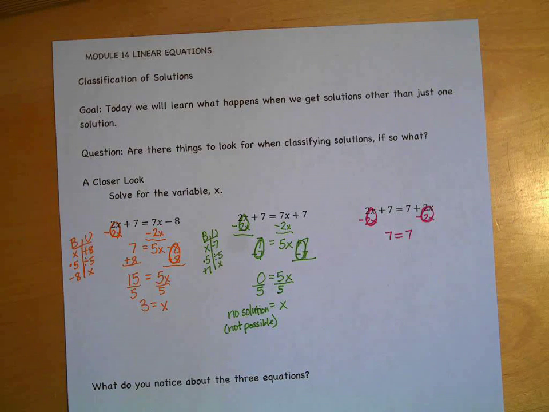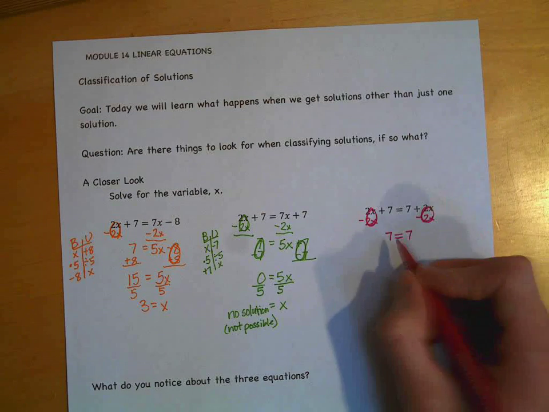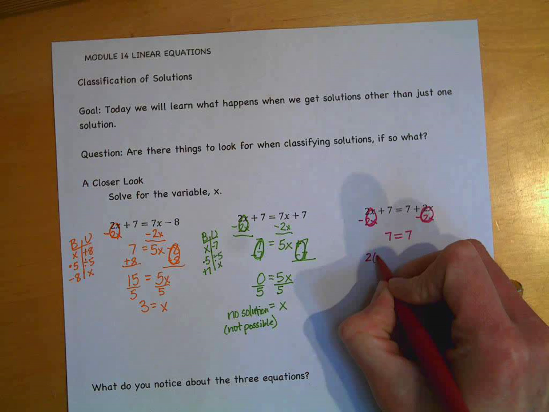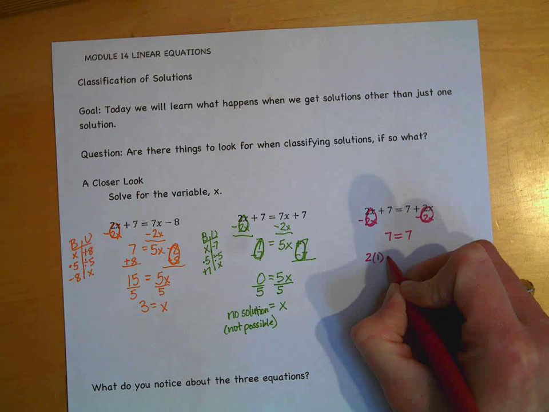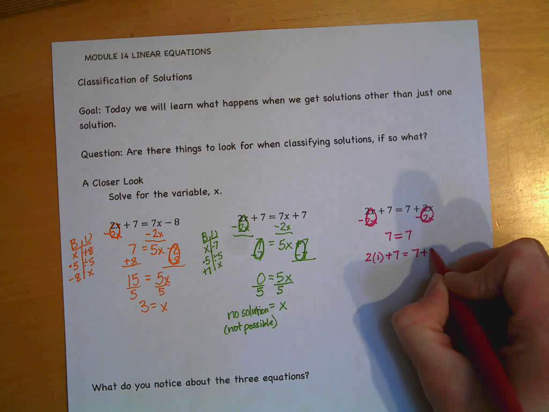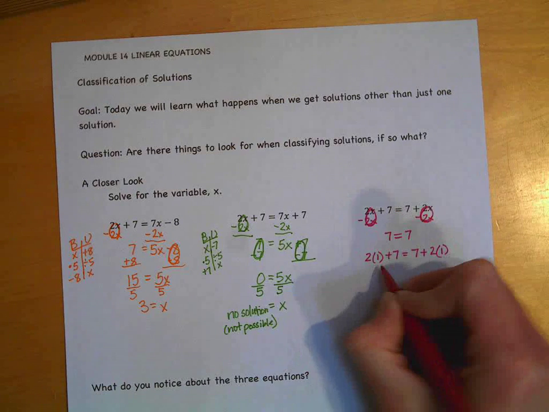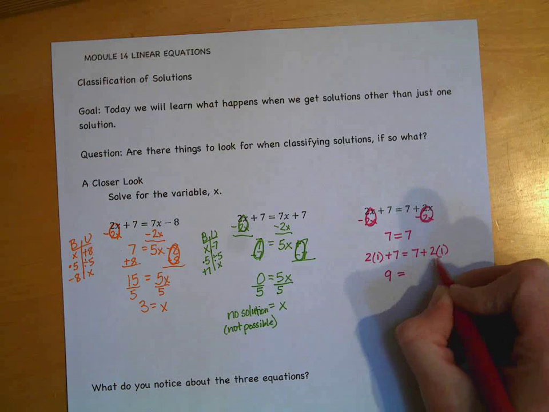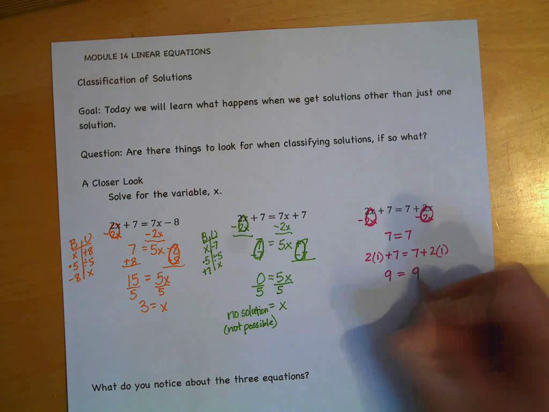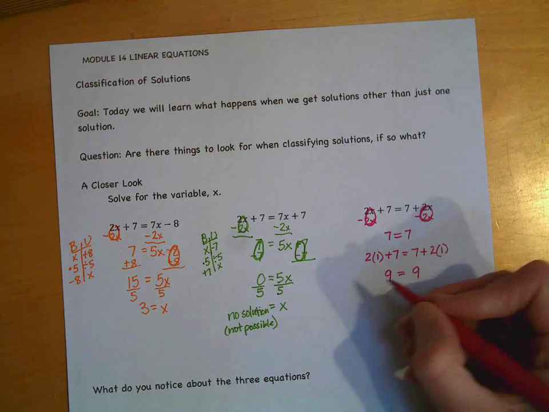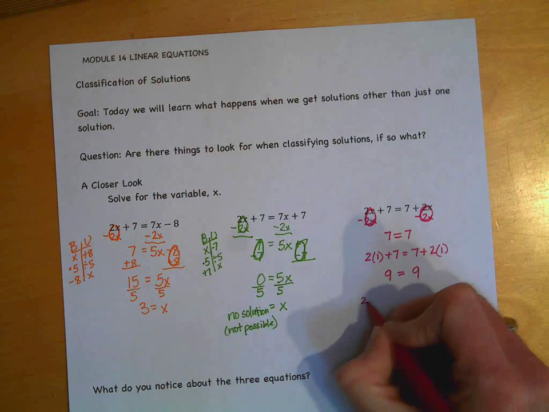So it's already solved. Okay, so what this one means is that x could be any number. Let's try it. What if x equals 1? So we have 2 times 1 plus 7 equals 7 plus 2 times 1. 2 times 1 is 2 plus 7 is 9. 2 times 1 is 2 plus 7 equals 9. Wow, that's interesting.